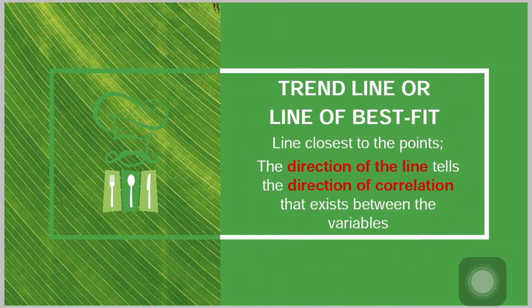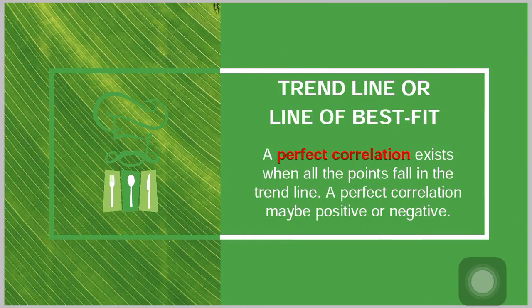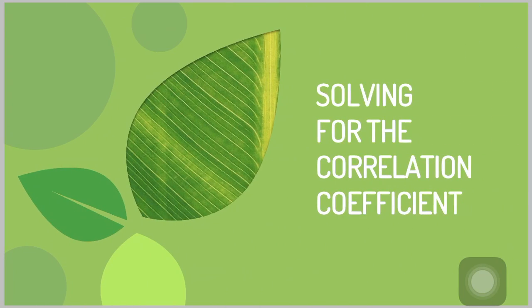The trend line is what we're going to draw to check the strength of the relationship of the variables. The trend line, or the line of best fit, is the line closest to the points. It tells us the direction of the line and also the direction of the correlation. If the trend line rises to the right, then it's of a positive correlation. If it rises to the left, it has a negative correlation. A trend line whose points are all in the line, we say there is a perfect correlation.